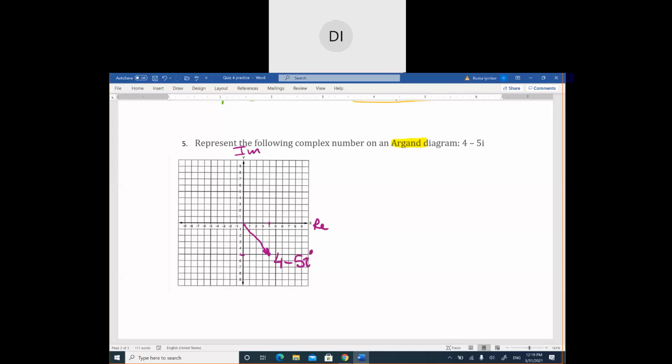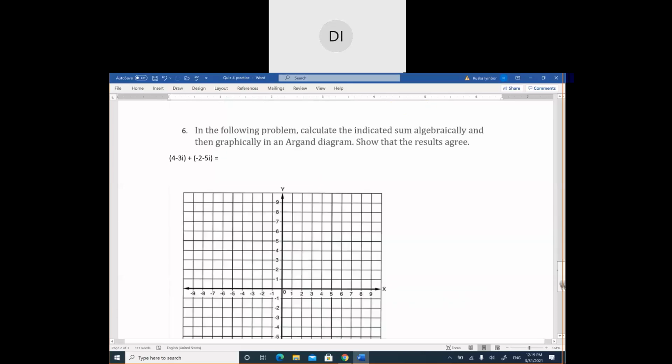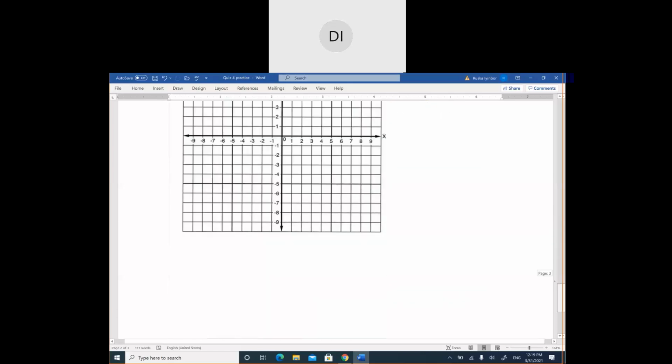Okay, everybody understand that? So that's all. I don't see an example like this on the actual quiz. Okay, so even better. Okay, that's fine.